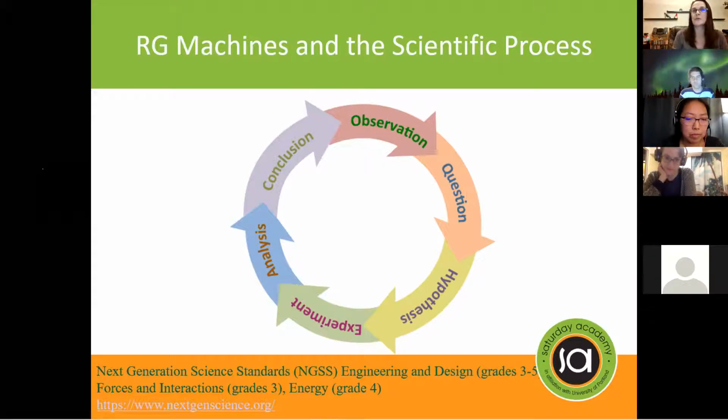And especially when you're working through this process, when you come to your conclusion, I feel like it leads to more observations and more questions. So you really can just keep going with this process.